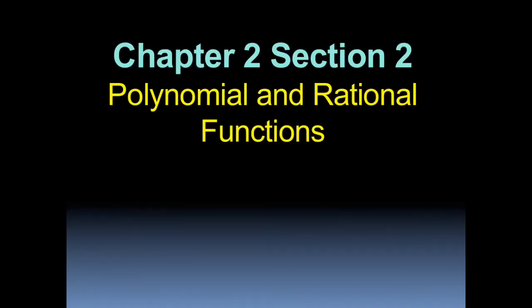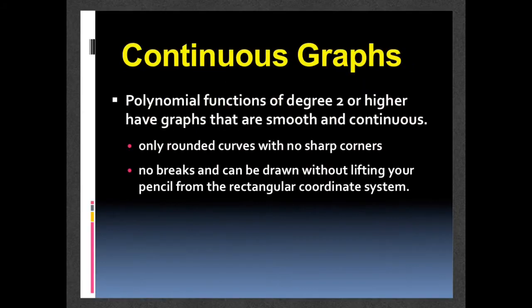Okay, chapter 2 is called Polynomial and Rational Functions. So we, in this section, are going to learn how to graph functions that are not your normal parabolas. These will all be continuous graphs.